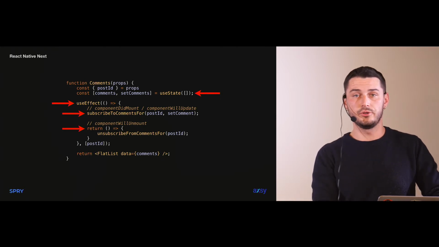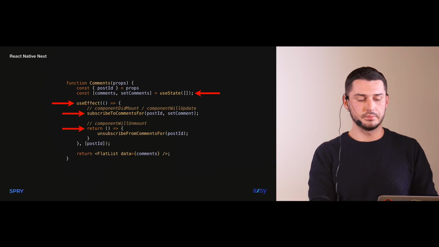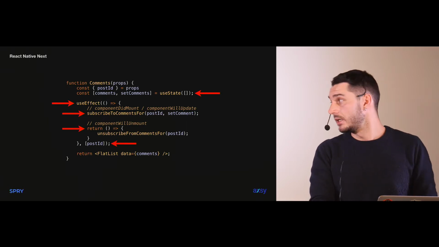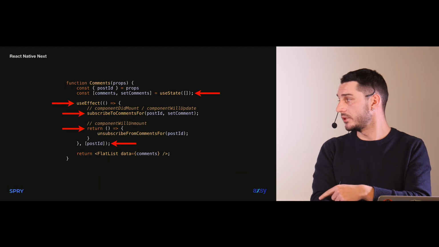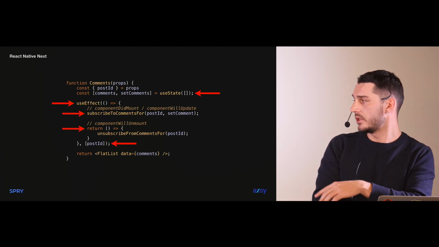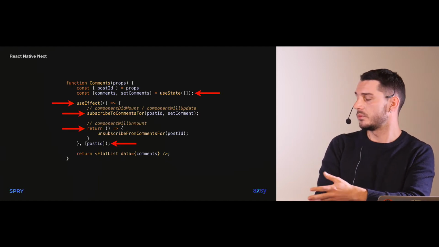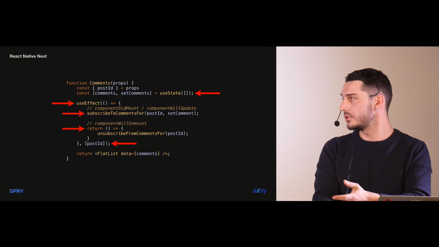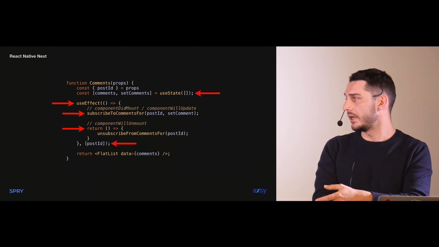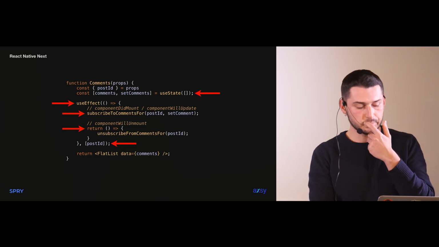And if you want to make it behave like componentDidUpdate, just pass an array of parameters. So every time any of these parameters passed in the array, in our case it will be a post ID, is changed, we will re-render the effect, or recall it again.